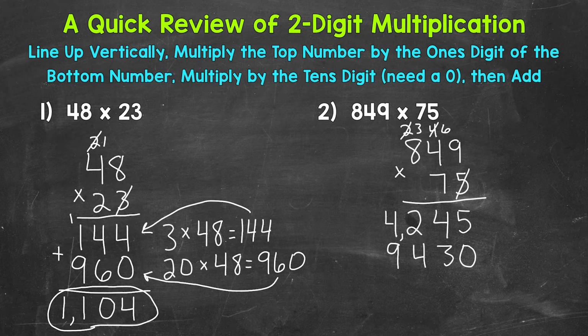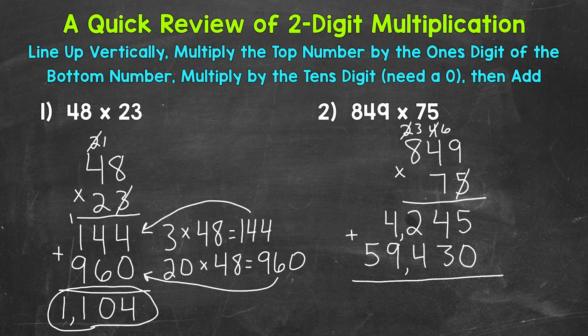So we put our 9, and then our carried 5. We don't have any more places to the left, so we can bring that straight down. Put our comma, and now we're ready to add. So to recap, 5 times 849 is 4,245, and then 70 times 849 is 59,430. At this point, we are ready to add our partial products to get our final product, which is the answer to a multiplication problem.